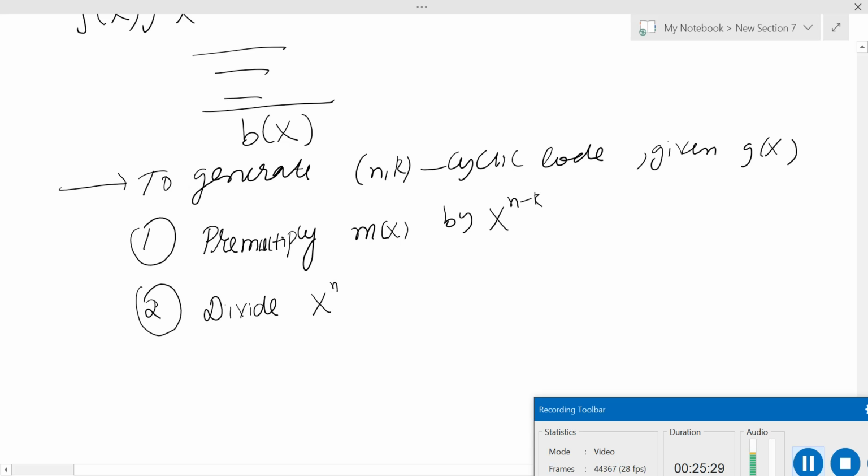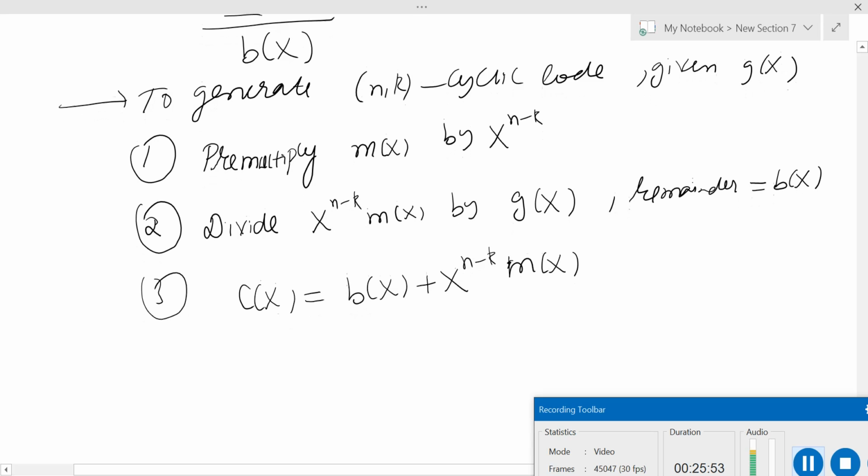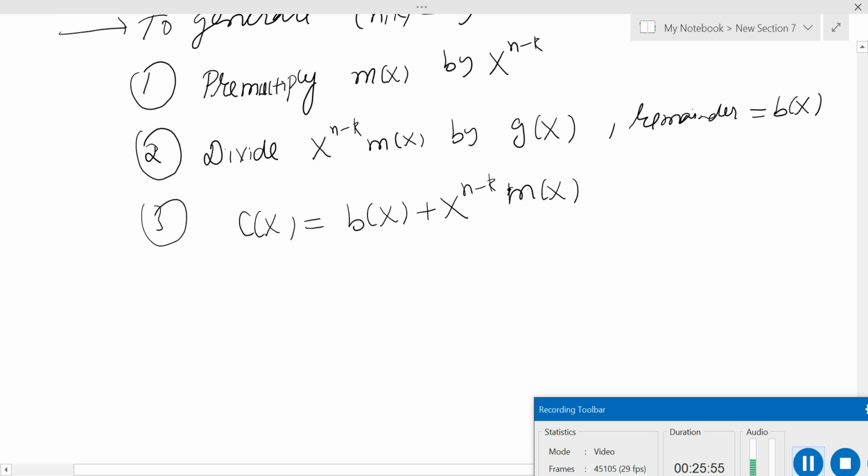Divide X to the power n minus K M of X by the generator polynomial, and what will be the remainder? That will be the parity polynomial, B of X. Step 3: Write C of X is equal to B of X plus X to the power n minus K M of X. This will be the required code. Okay, very simple generation. We will do one example that will make it more clear.